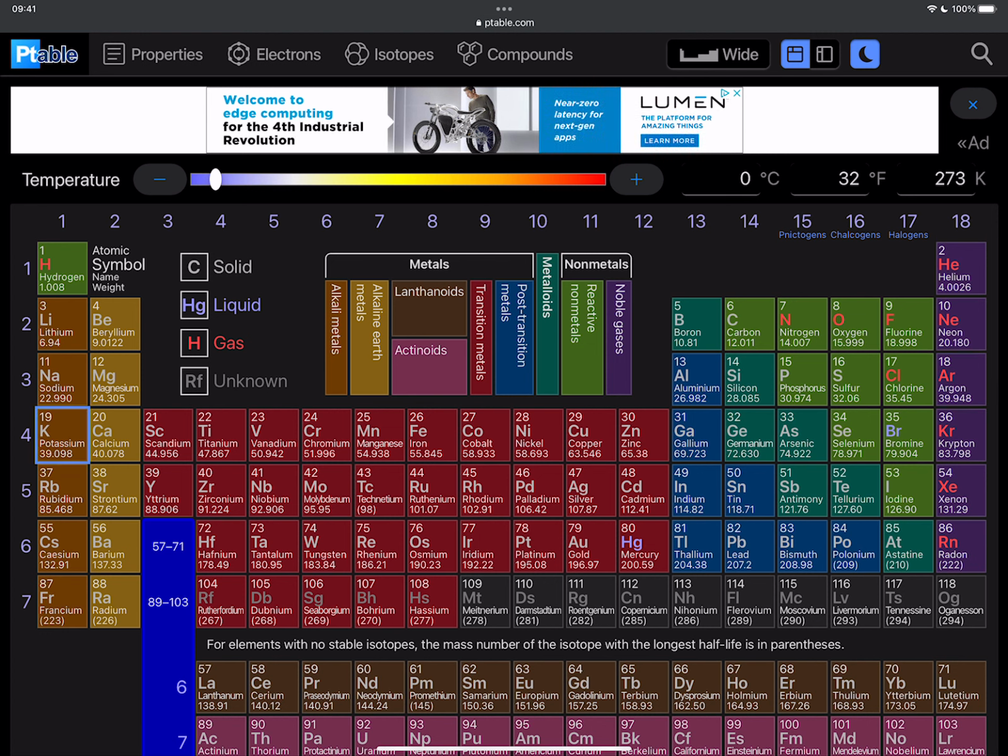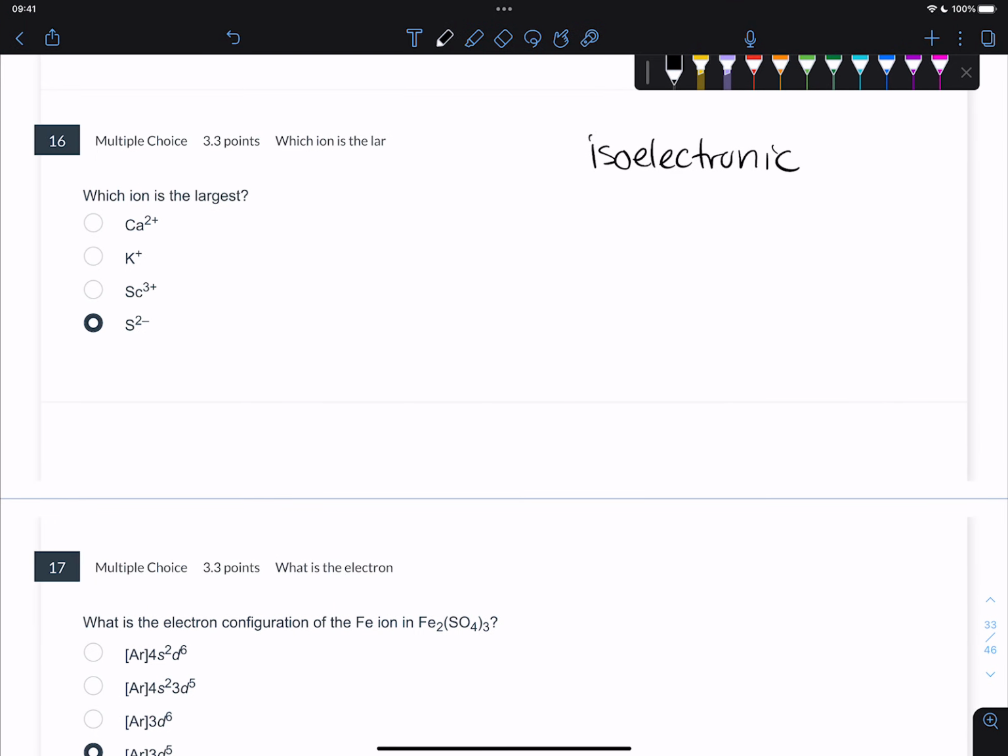There was also potassium, which is normally 19 when it's neutral, but we lost an electron, so that's also going to be isoelectronic to argon. So right now we have the calcium ion being isoelectronic to argon. We have the potassium ion being isoelectronic to argon. And then we have the sulfide ion, which I believe was -2.